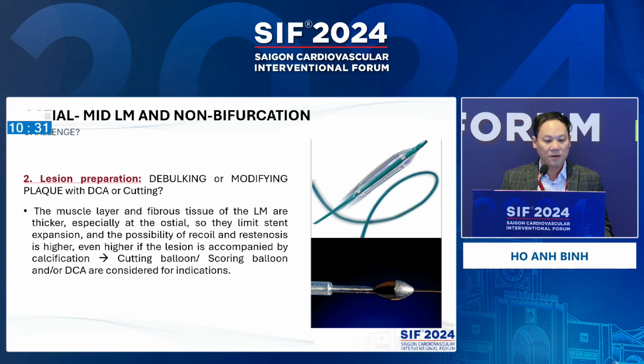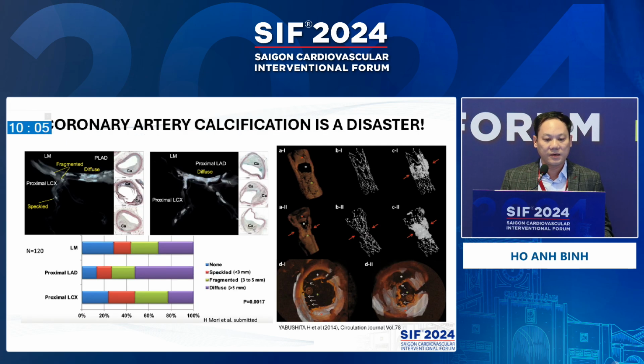We can use a cutting balloon or DCA because the muscle layer and fibrous tissue of the left main are very thick, especially in the ostium. So they limit stent expansion, and the possibility of recoil and restenosis is higher, even higher in lesions accompanied by the calcification that we have just heard about. Coronary artery calcification is a disaster, especially in left-main intervention. It's very easy to get thrombosis immediately.